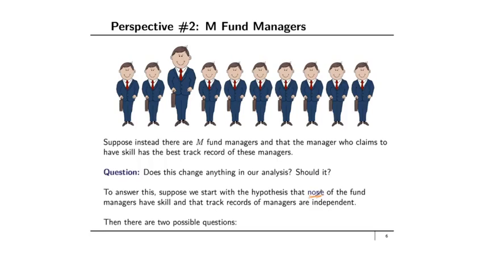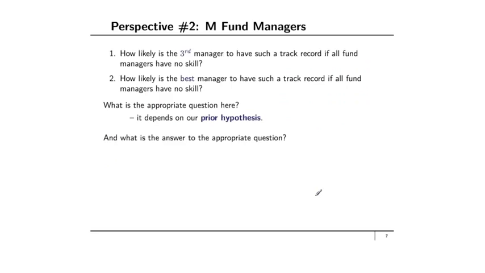There are two possible questions now that arise. The first question is, how likely is the third manager to have such a track record if all fund managers have no skill? Well, in this case, if we've identified the third manager in advance, then the first perspective gives us the answer. It would actually be 0.0107 as we calculated beforehand.